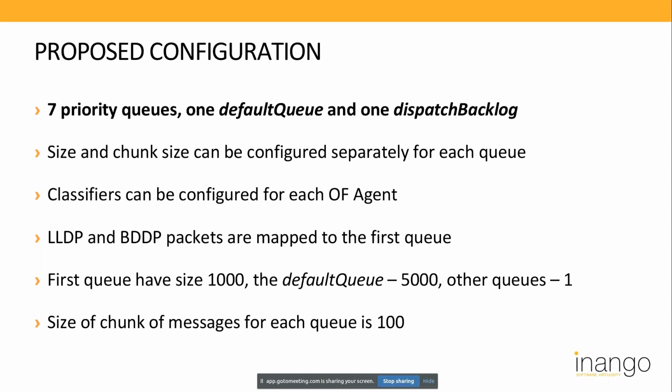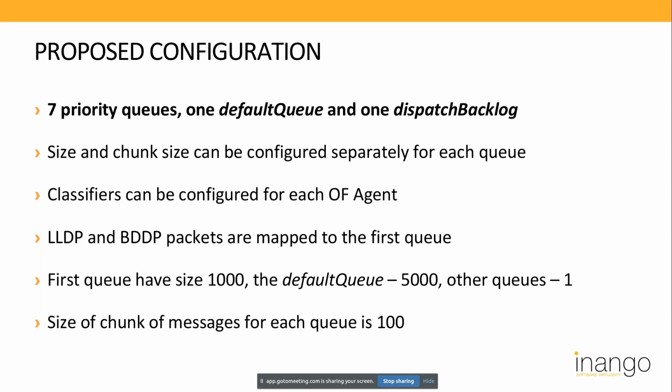We want to allow configuration of the size of each queue, and the count of messages that will be taken on read for each queue. We also suggest allowing the creation of classifiers for each OpenFlow agent. So for each switch, we can configure different classifiers.